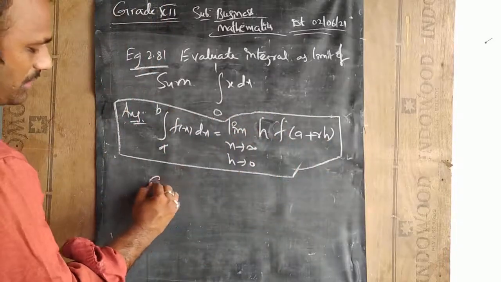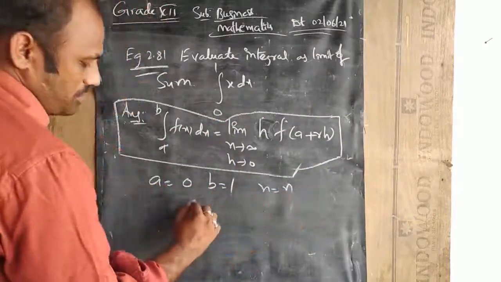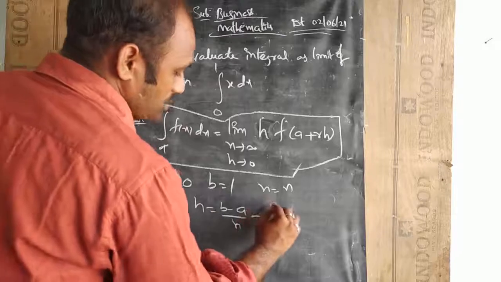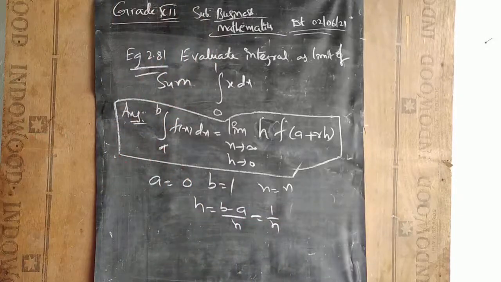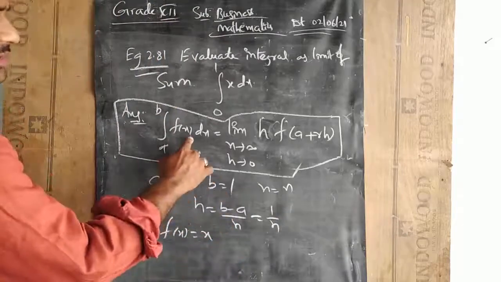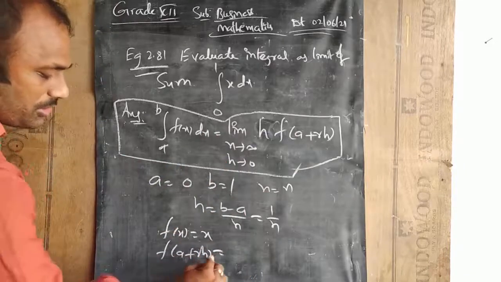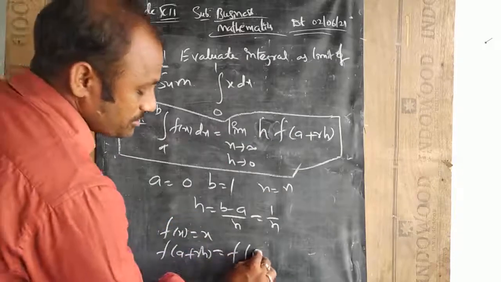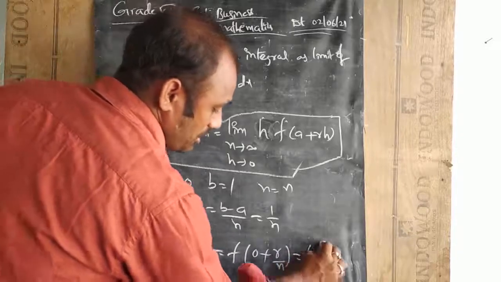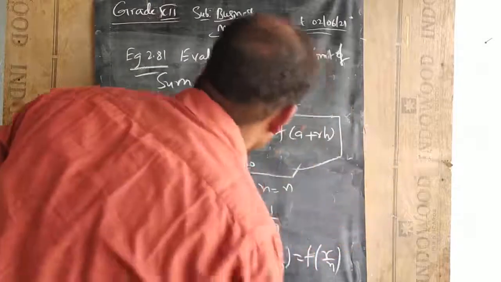What is the a value here? 0. The b value is 1, and the n value is n. So we get the h value. The h formula is b minus a by n. What is b minus a here? 1 minus 0, that is 1 by n. So I got the h value as 1 by n. Now f of x is x, but I want f of a plus rh. f of a plus rh is, with a as 0, 0 plus r, which is r, and h is 1 by n, so r by n. I need to substitute r by n in place of x.